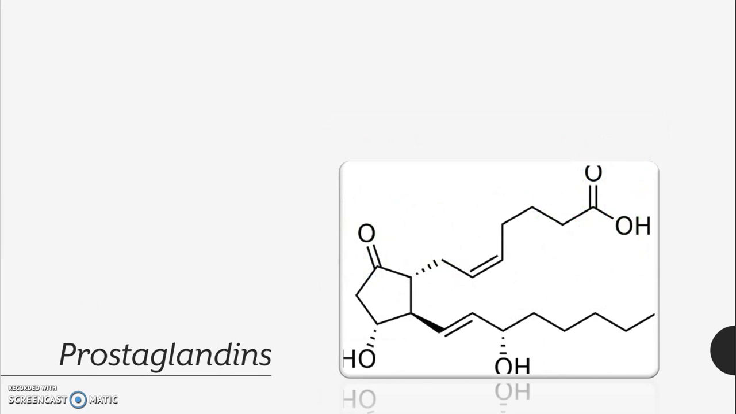Prostaglandins and related compounds, collectively referred to as prostanoids or eicosanoids, such as prostacyclin, leukotrienes, and thromboxanes, are produced by many different cells in the body. Prostanoids are fatty acid compounds derived from membrane phospholipids. When these phospholipids are acted upon by phospholipase A2, arachidonic acid is formed.